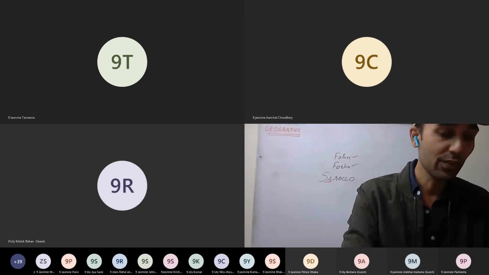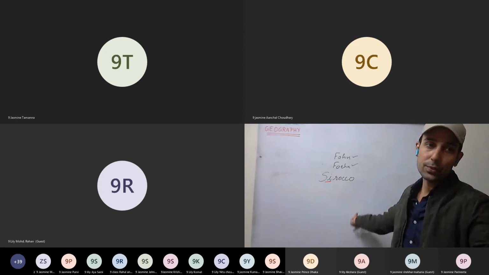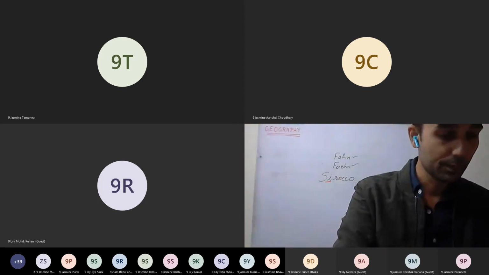State the various factors that influence the temperature of a place. That you can write. They are given: the altitude, latitude, and all those points you can write. You only have to state them.